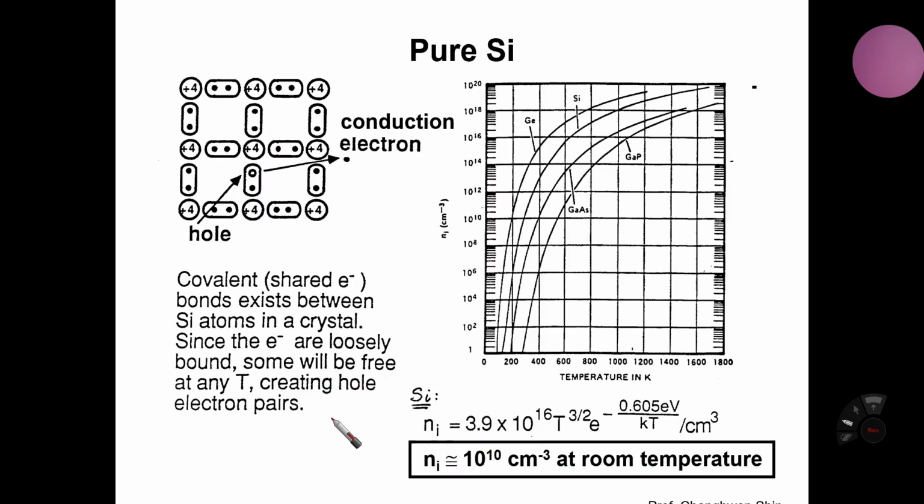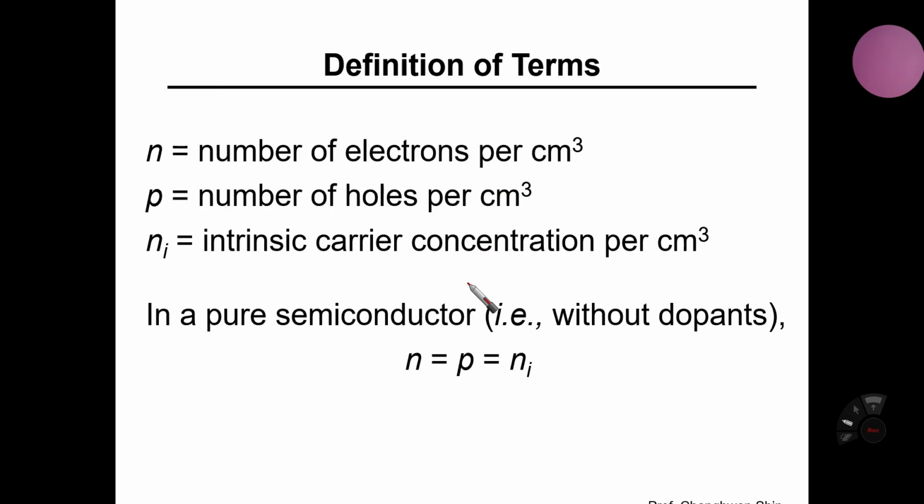So in this plot, if you take a look at how many conduction electrons are available in pure silicon, it turns out that 10 to the 10 conduction electrons are available per cubic centimeter. Okay, so in pure semiconductor material, that is without any dopant atoms, without any impurity, without any non-silicon atom, n is equal to p is equal to n sub i. For the silicon case, that is 10 to the 10.